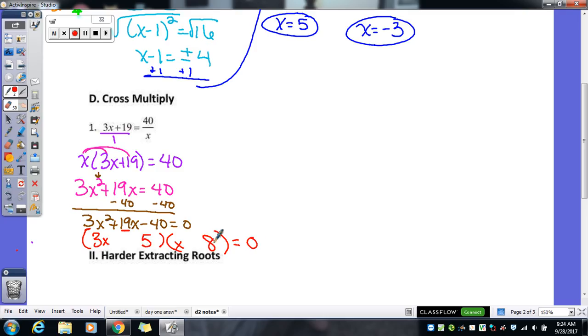If we do 8 and 5, if I put my 8 over there, what I'm thinking in my head is as I do my big smile, that would give me a 24x if I make that positive. Little smile, that would give me a negative 5x if I make that negative. So if I combine those, what do we get? We get our 19x. That's our middle term. So this one was factorable. So again, that little smile, big smile, you got to be doing those things in your head.